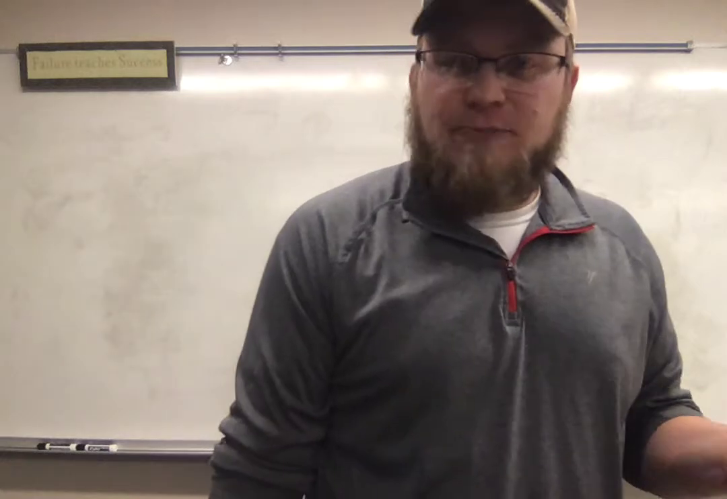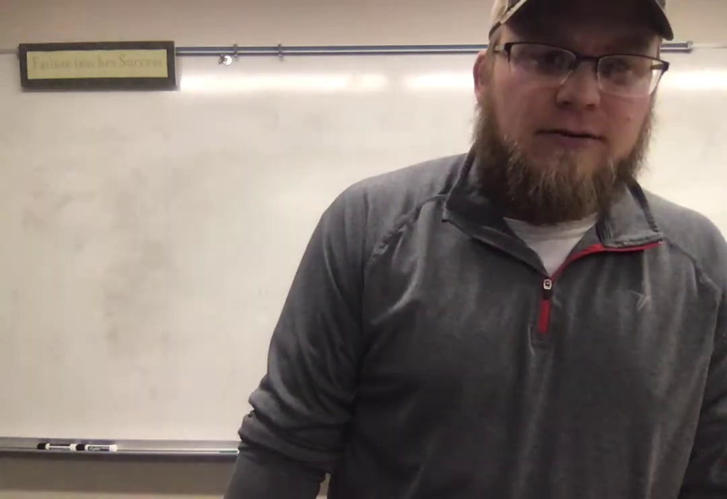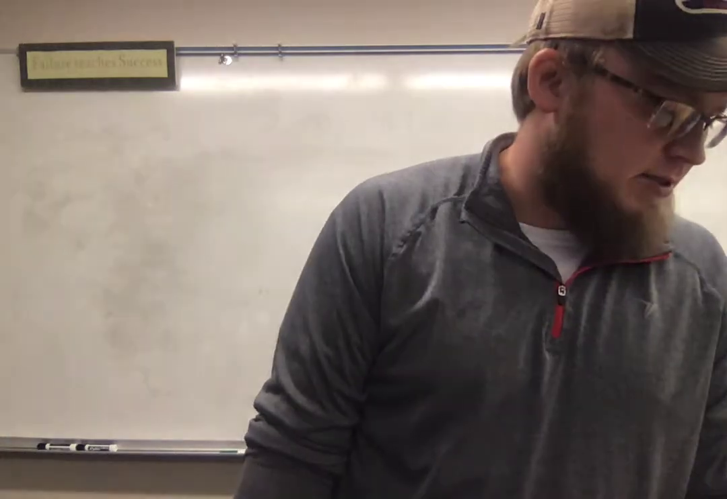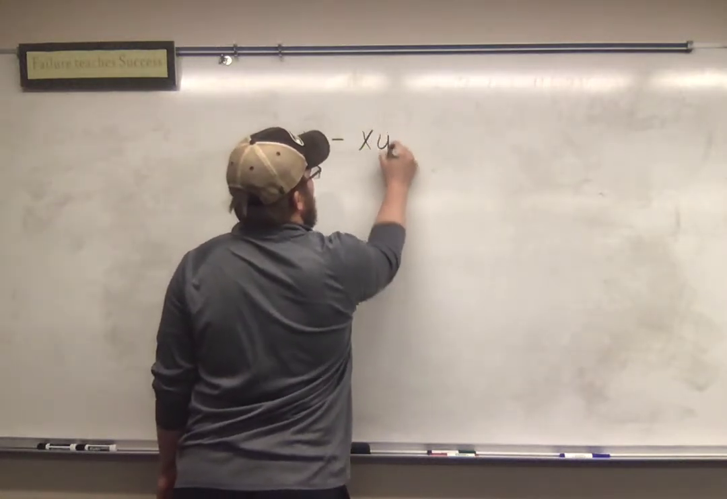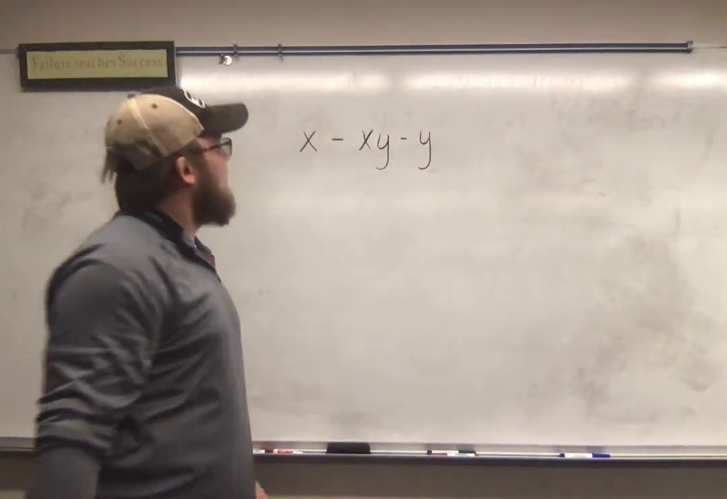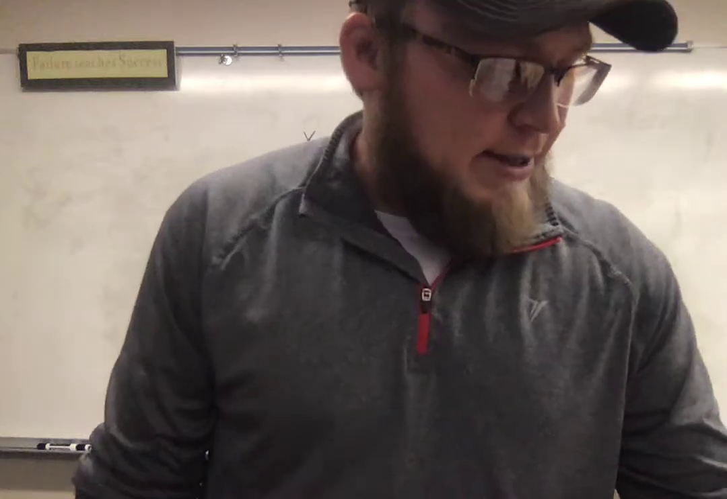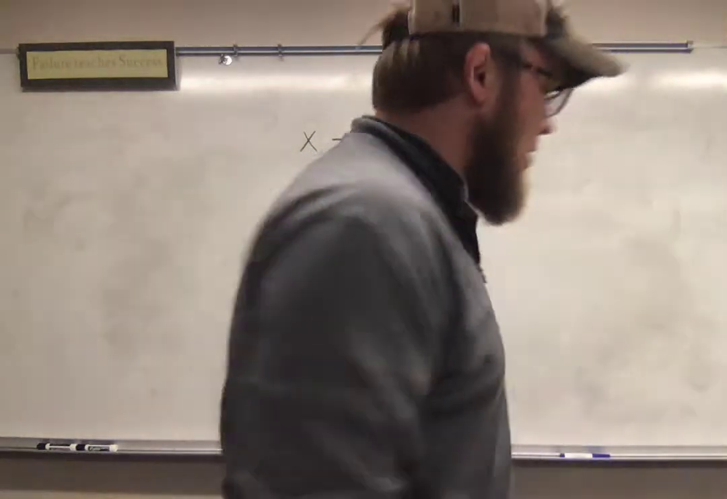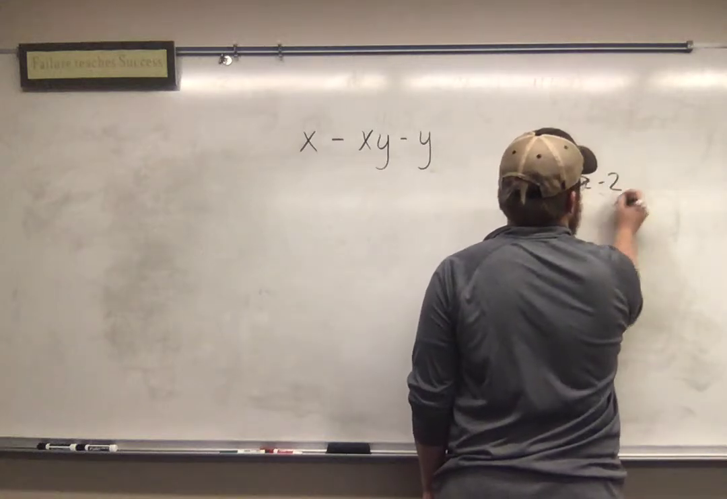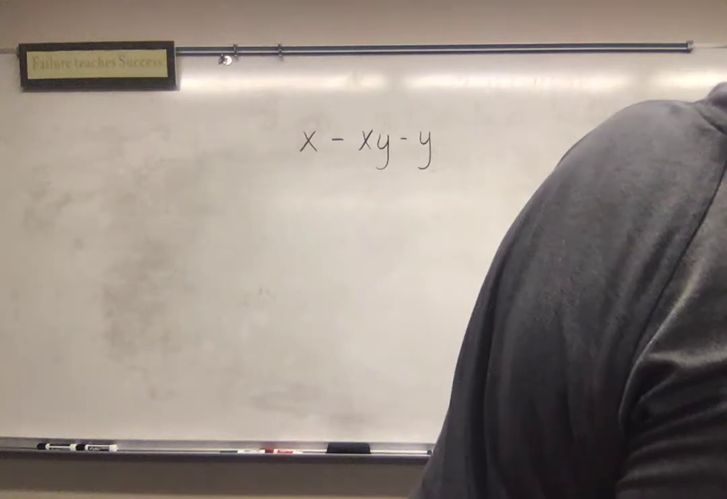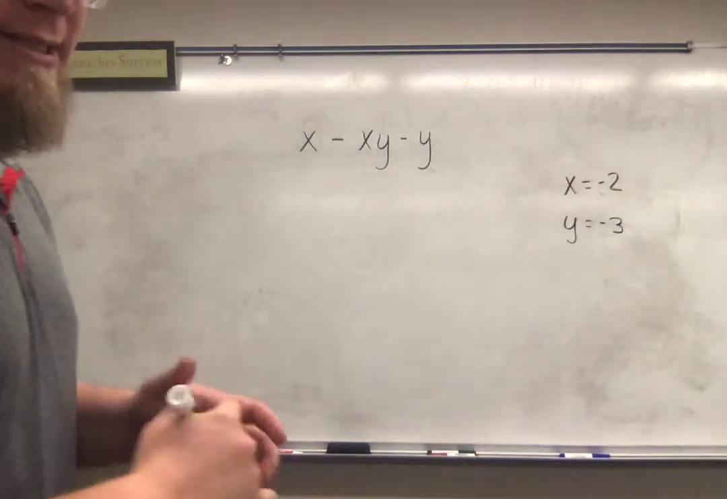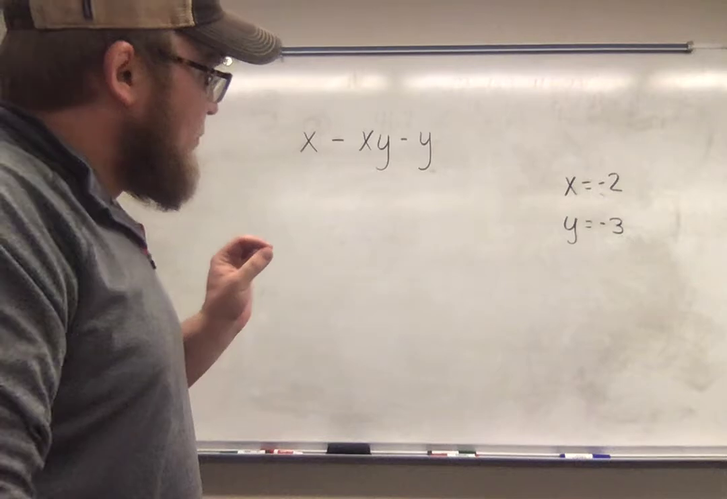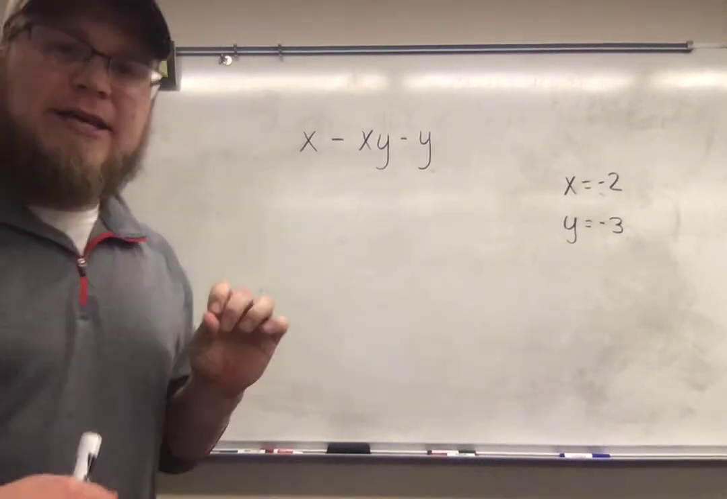I'm going to start with example 1, and it says evaluate, which remember just means answer. Then it's a bunch of letters: x minus xy minus y, so it looks really goofy. I'll put that up on the board. Right after that it says, if x equals -2 and y equals -3. What that means is you have to plug a -2 in every time you see the letter x.